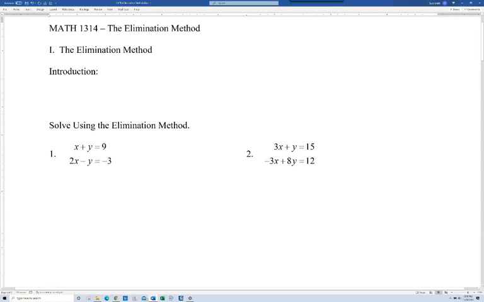In this video, I'm going to be showing you the elimination method for solving systems of linear equations. And so, basically, we've already discussed the graphing method and the substitution method. And one of the things we've learned is that normally when we solve a system of equations, we get an ordered pair as an answer or a solution.